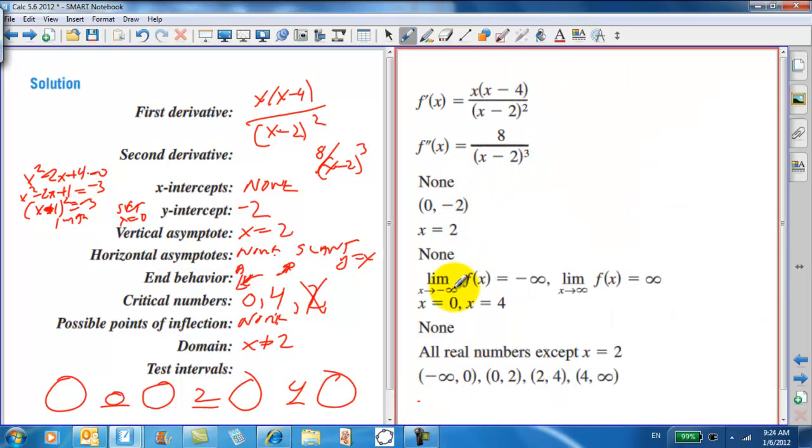Y-intercept, x equals 2, none. There's that end behavior. As x goes to negative infinity, we head down to negative infinity. As x goes to positive infinity, we head up to positive infinity. 0 and 4 for our critical numbers. No possible inflection points. Domain: x cannot equal 2, and those are all the things we want to look at.